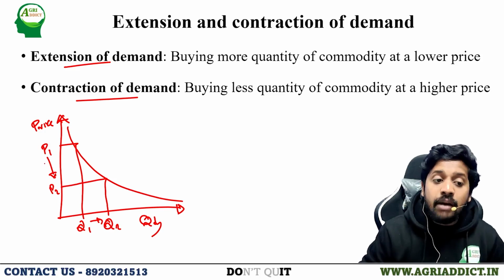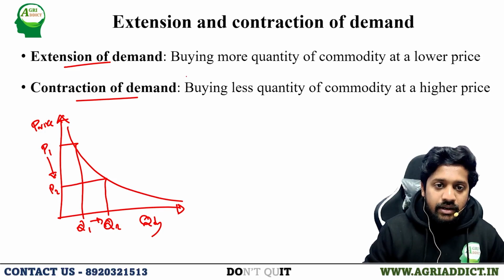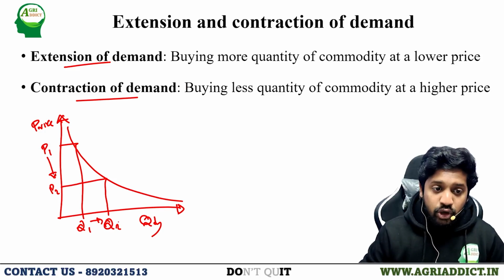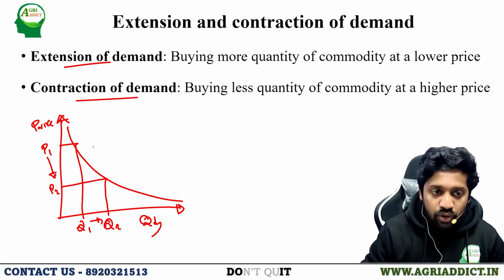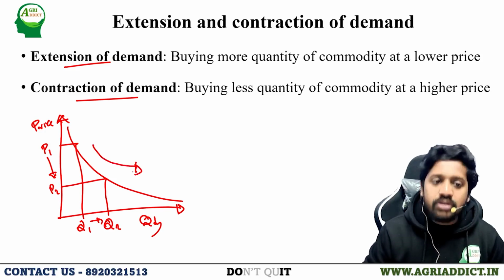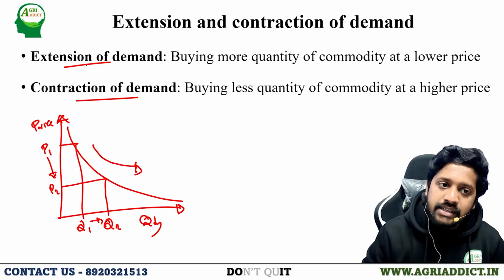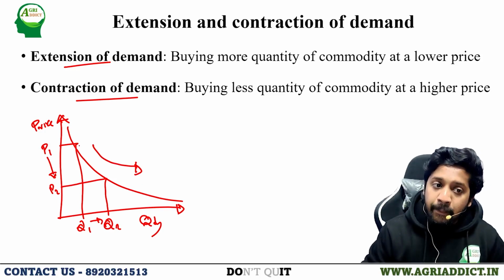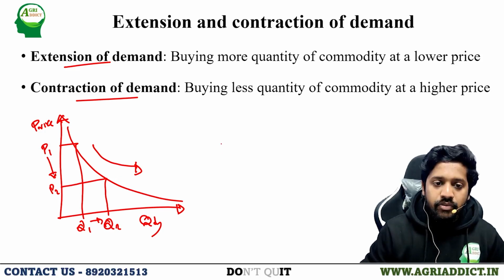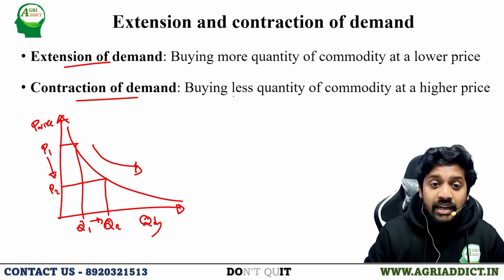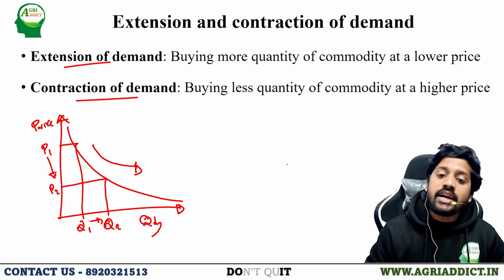When the price of the same commodity decreases and the quantity increases, so that more quantity is bought, from Q1 to Q2 at a reduced price, it can be considered as extension of demand, or moving down along the demand curve. What is contraction of demand? Buying less quantity of a commodity at a higher price.